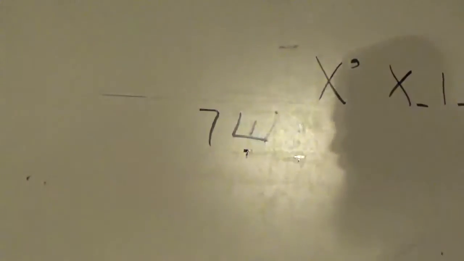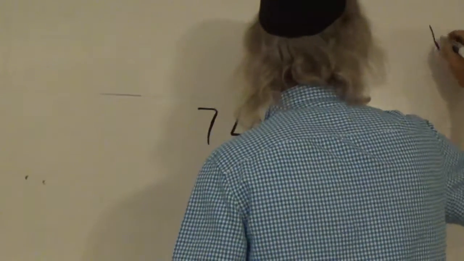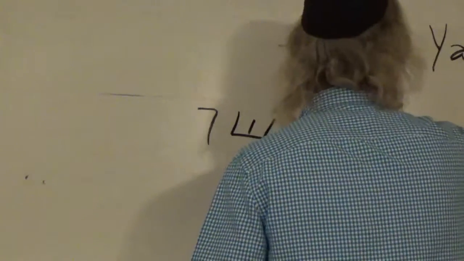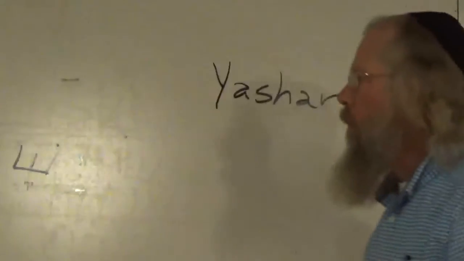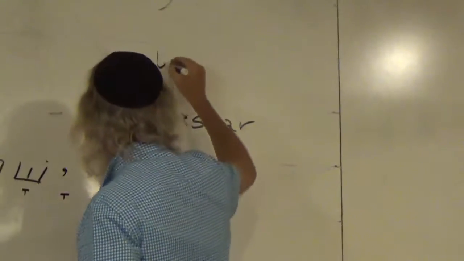So I have yashar. Yashar means upright. Pre-tonic reduction is going to be a change of the vowels. This is the inflection. There's going to be an inflection at the front and at the back. So yashar means upright.